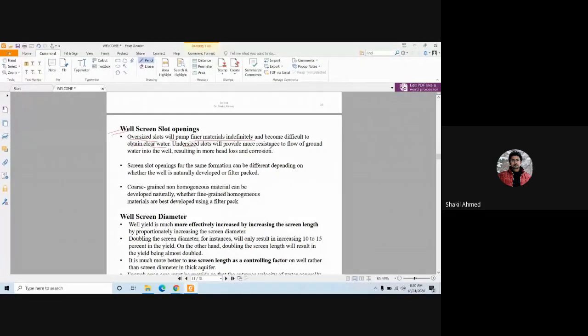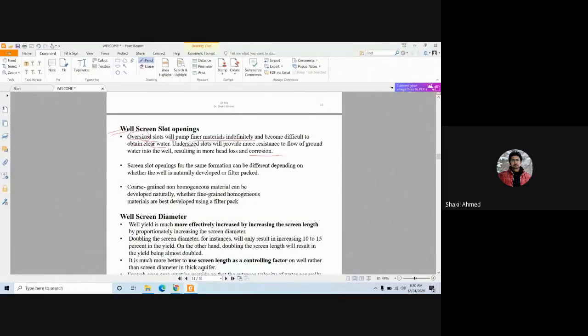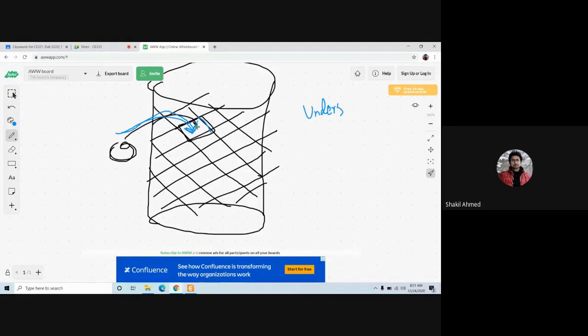Undersized slots will provide more resistance to flow of groundwater into the well, resulting in more head loss and corrosion. That means if this is oversized, that's a problem. At the same time, if this is undersized, that means smaller than what is required, then water will have resistance to flow because this is very small. And if you have higher resistance, your head loss will increase and it will be inefficient in terms of energy. Are you following me, guys? Yes, sir. So you should design this size in such a way that it's suitable. It's not oversized, and at the same time it's not undersized.